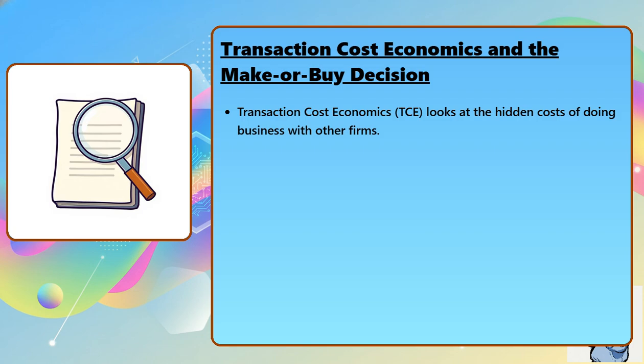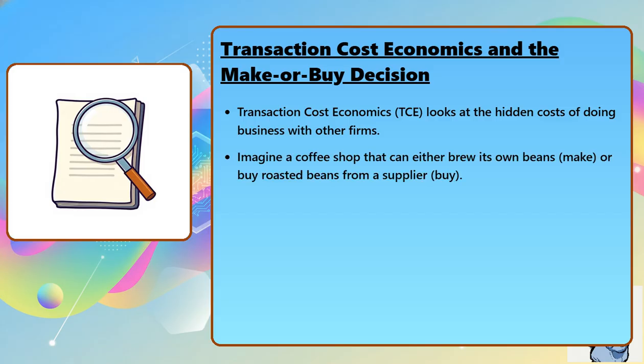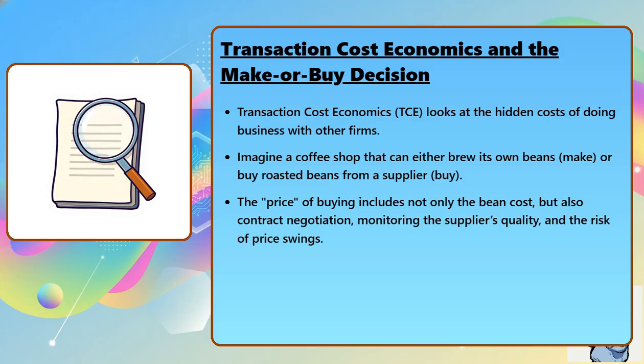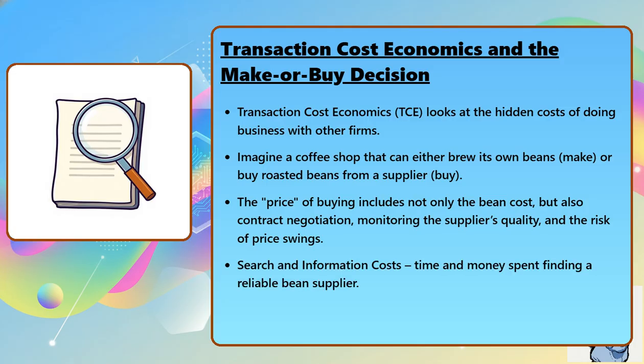Transaction cost economics, TCE, looks at the hidden costs of doing business with other firms. Imagine a coffee shop that can either make, brew its own beans, or buy roasted beans from a supplier. The price of buying includes not only the bean cost but also contract negotiation, monitoring the supplier's quality, and the risk of price swings. Search and information costs: time and money spent finding a reliable bean supplier.